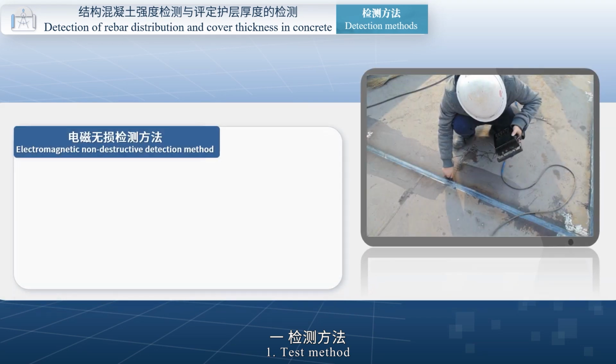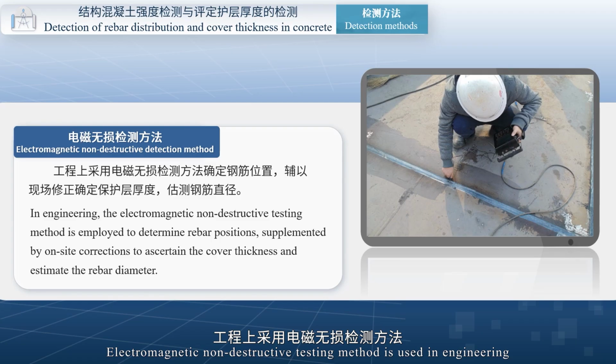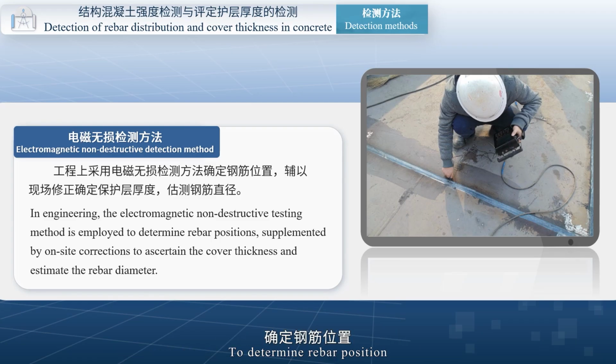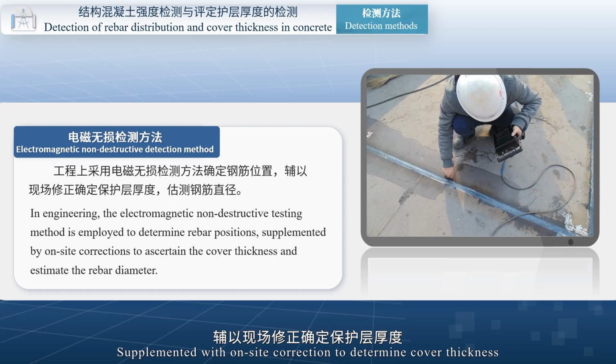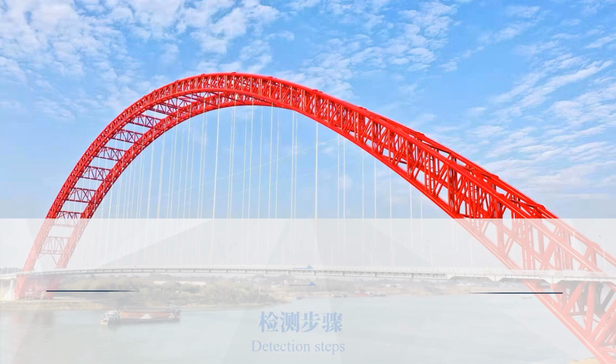First, the test method. An electromagnetic non-destructive testing method is used in engineering to determine rebar position, supplemented with on-site correction to determine cover thickness, and to estimate rebar diameter.